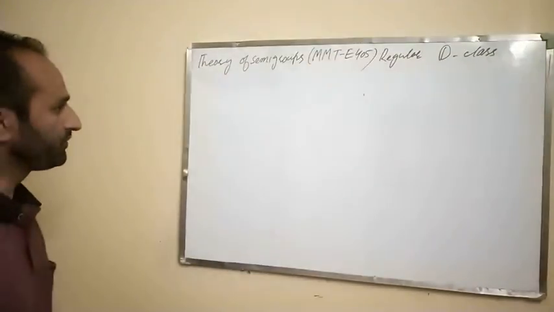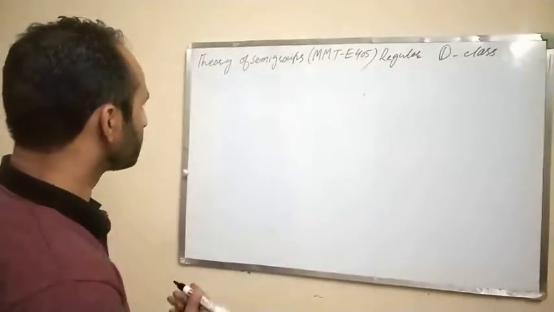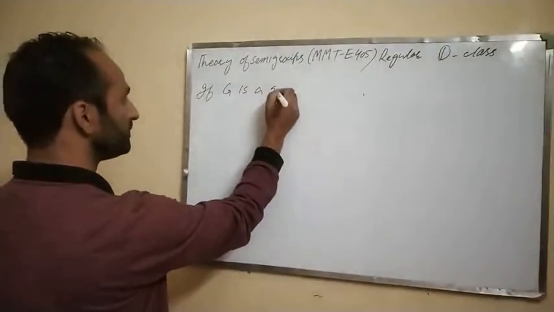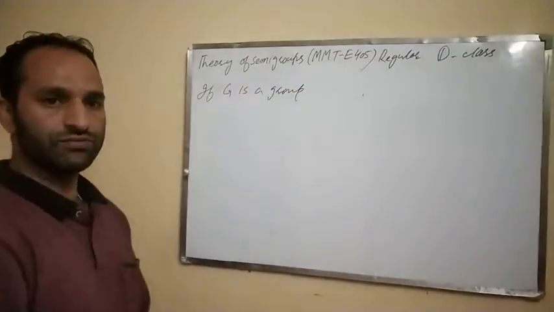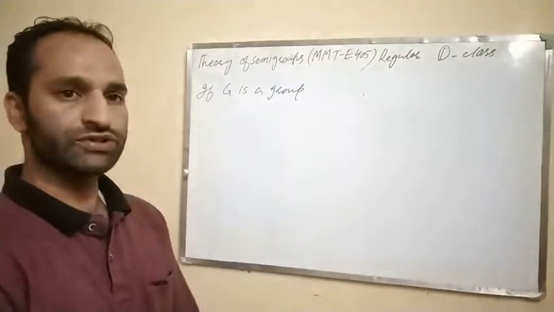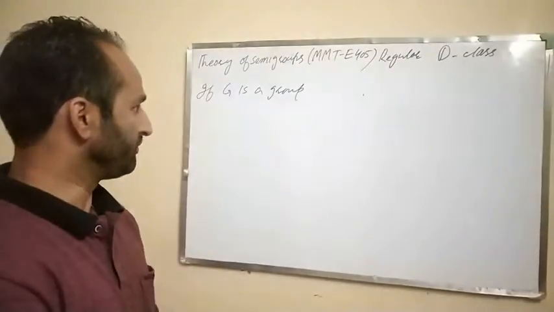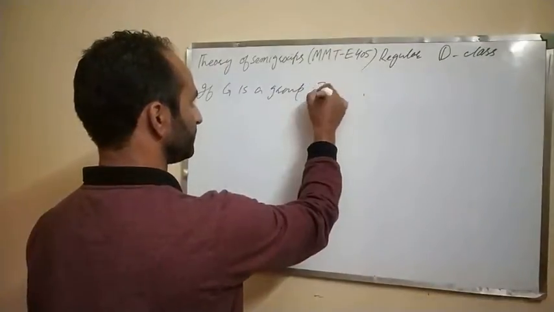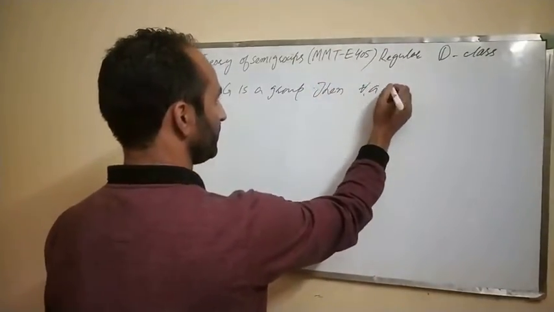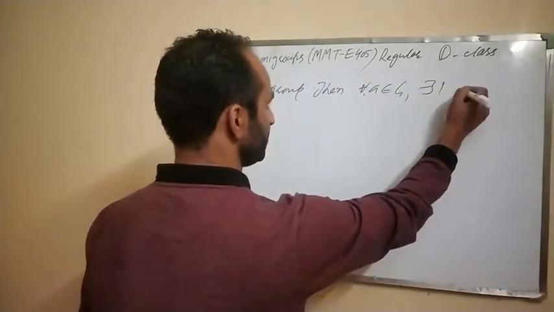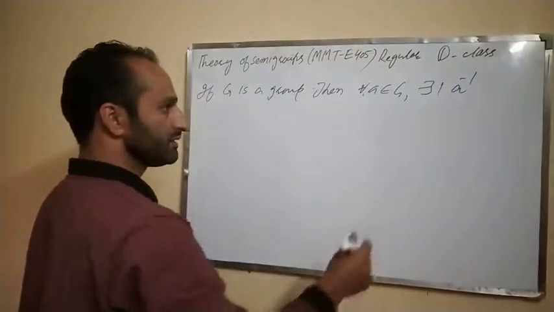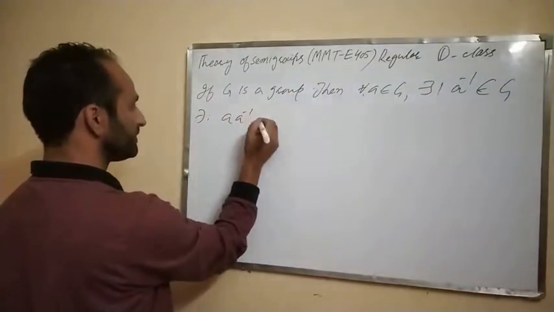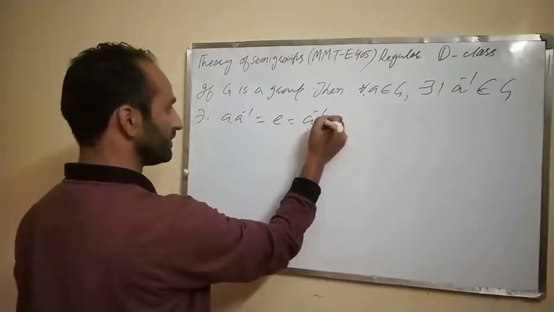As you know that in case of groups, if G is a group, then every element of G possesses an inverse, and that inverse is unique for every A. For all A belongs to G, there is a unique element which we denote by A inverse in G, such that A A inverse is equal to the identity of the group, which is equal to A inverse A.